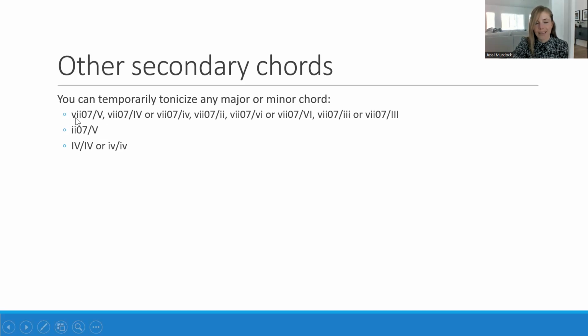So it could just be the 7 of 5, not 7, 7. It could just be a leading tone triad versus the whole fully diminished 7th chord.